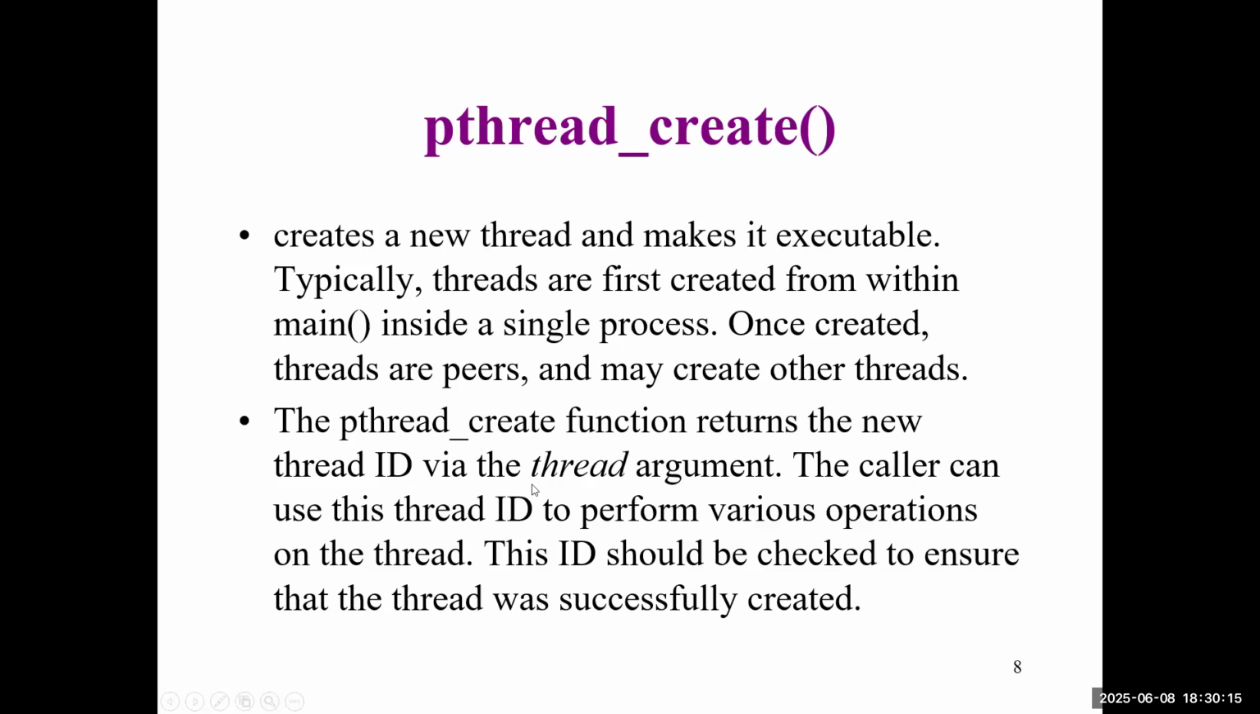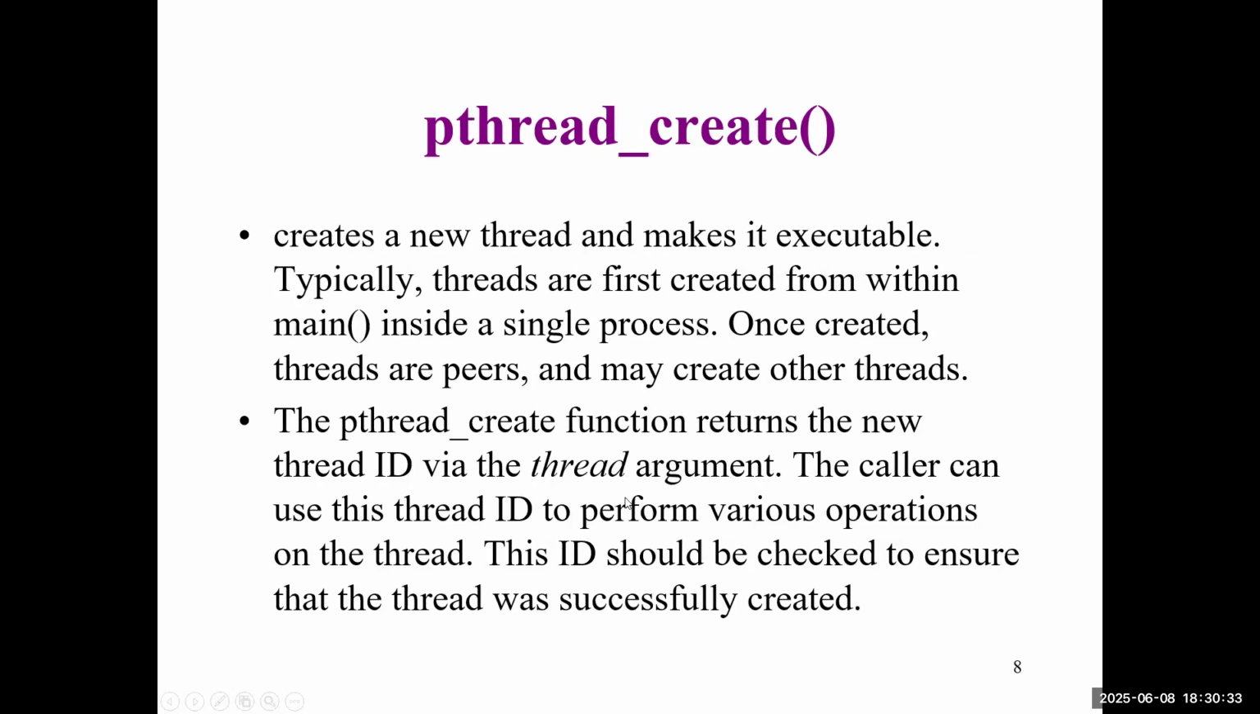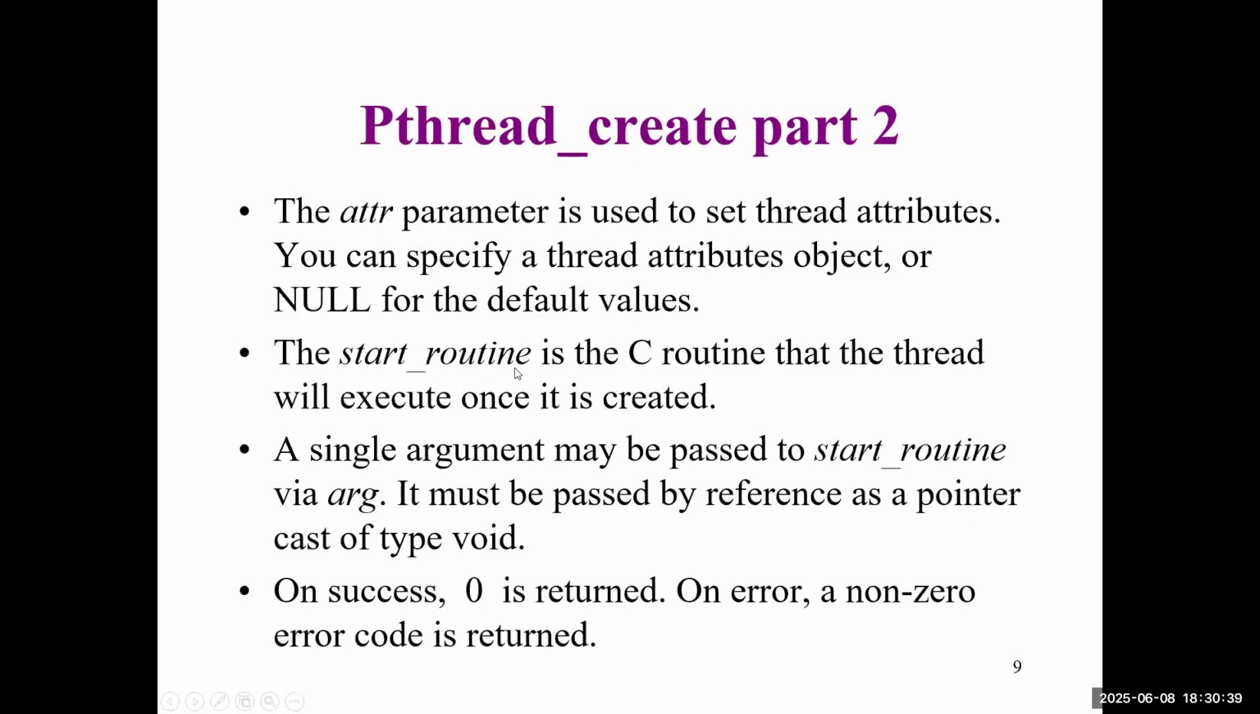The pthread_create function returns the new thread ID via the thread argument. That's this argument that we see. The thread that I give it, I get the ID inside of this pthread_t type, this thread ID. The caller can use the thread ID to perform various operations on the thread. This ID should be checked to ensure that the thread is successfully created.